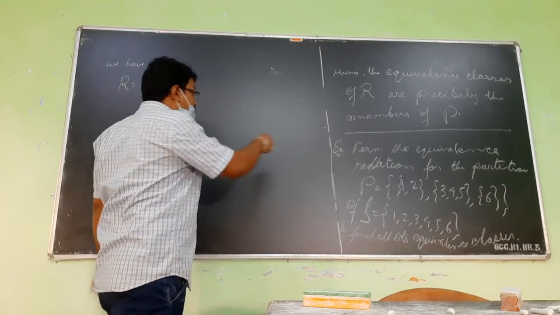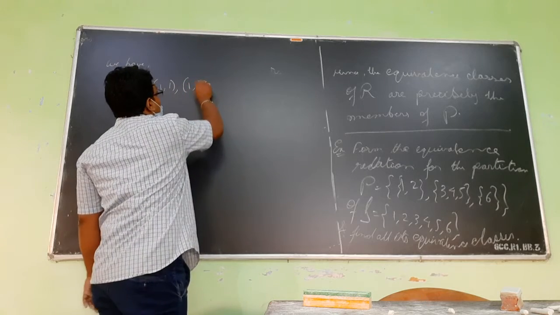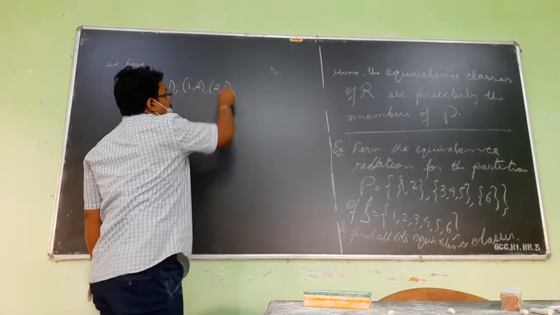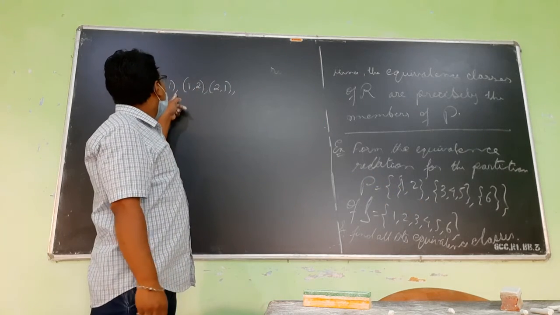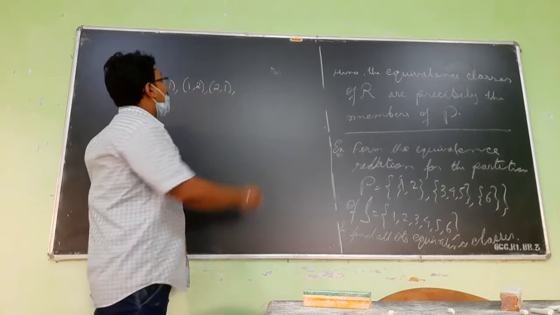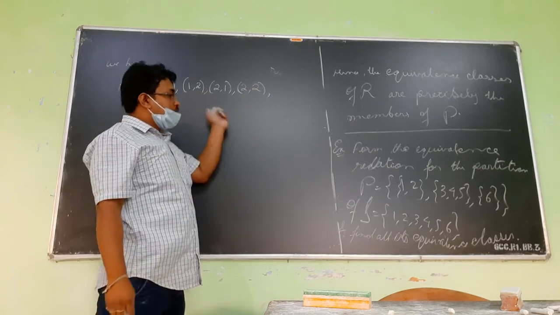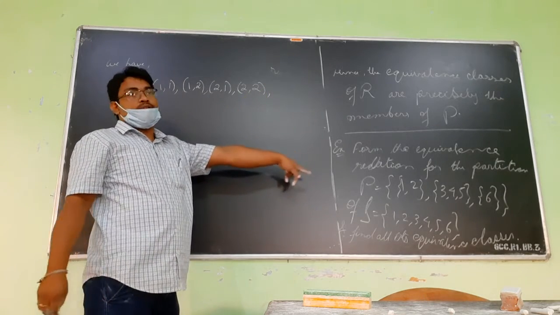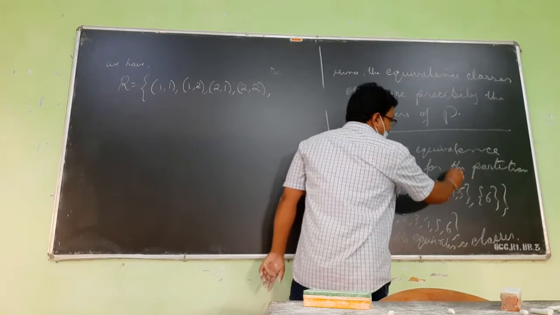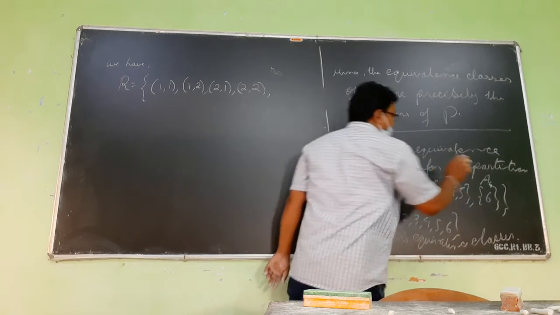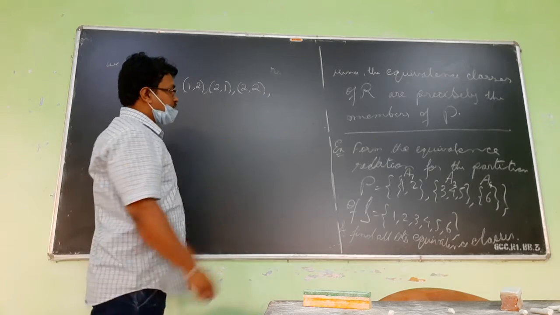1, 2. So here 1 is related to 1 and 1 is also related to 2 and 2 is related to 1. Okay, so from the first member we have these relations. 1 is related to 1, 1 is related to 2, 2 is related to 1 and what else? 2 related to 2. So all these elements will come from the first member of the partition. It is something like A1, this is something like A3, and this is something like A6. So these elements are from this first set.